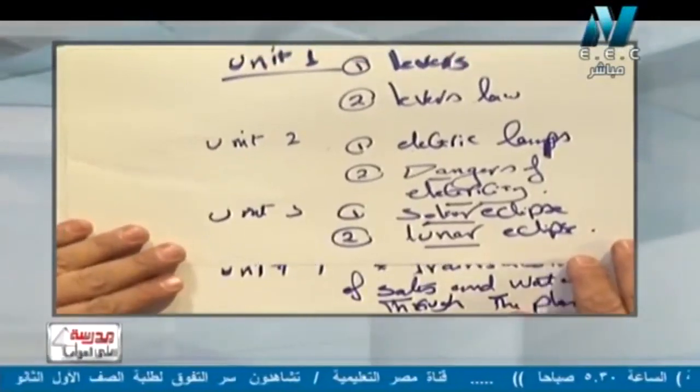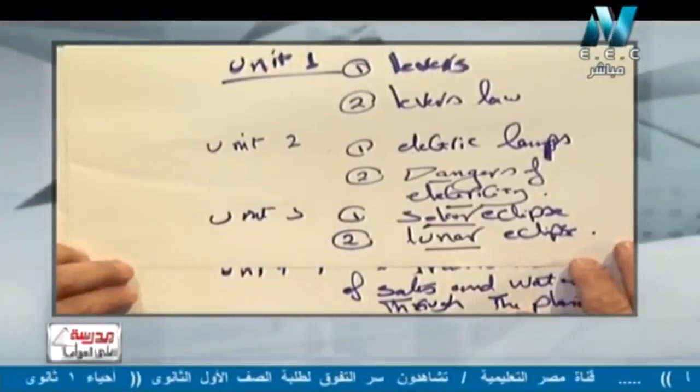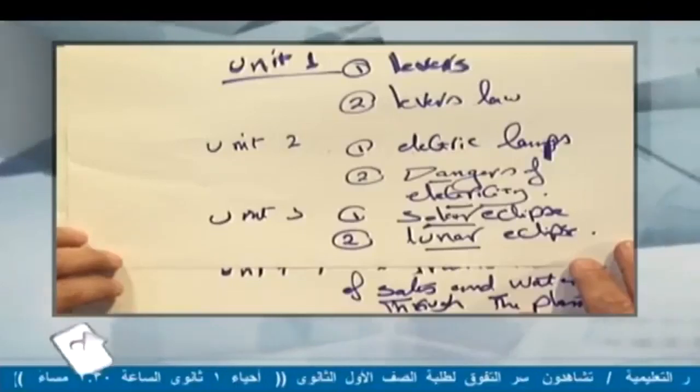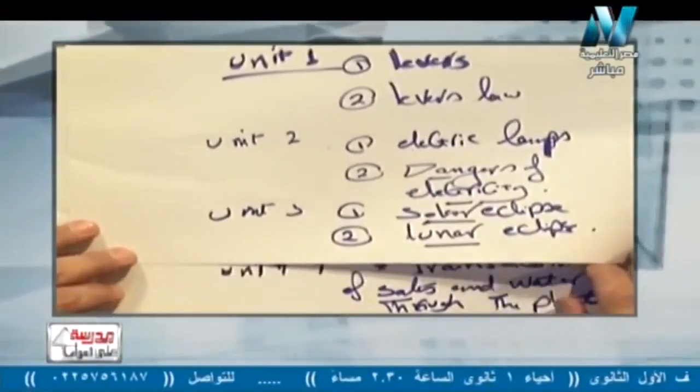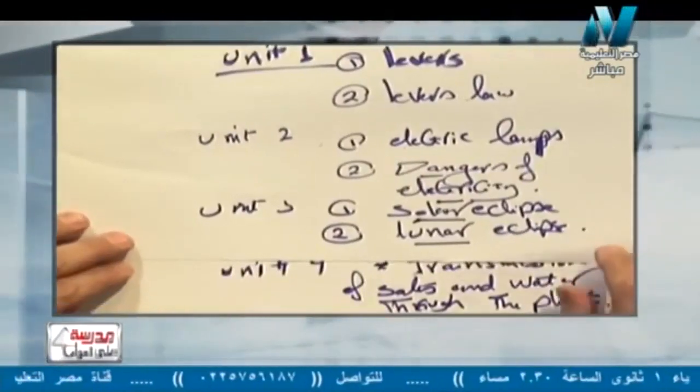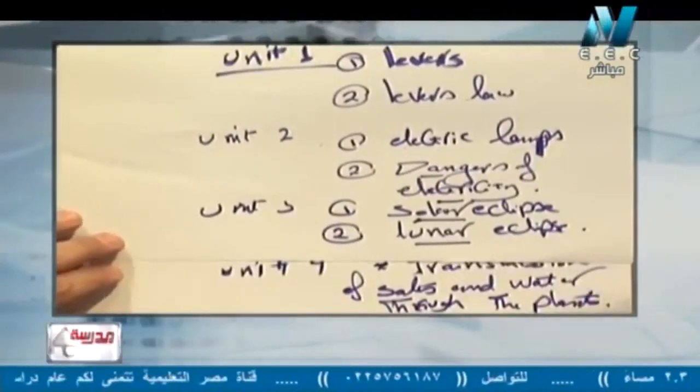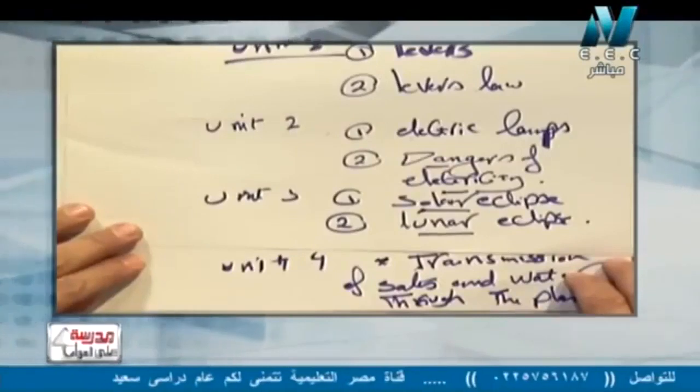So in this semester we will have about 4 units. Those 4 units contain 7 lessons only, which are Unit 1 about levers and lever law, Unit 2 about electric lamps and dangers of electricity, Unit 3 about 2 astronomical phenomena، ظاهرتين فلكيتين مهمين جدا هم solar eclipse and lunar eclipse, and also Unit 4, which is about transmission of water and salts through the plant.